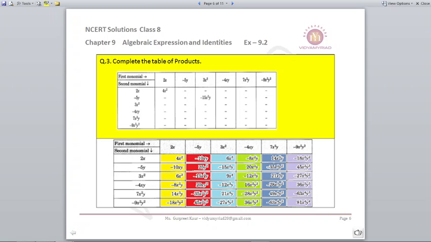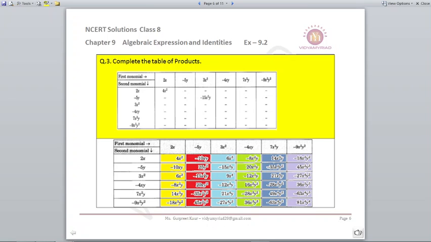Question number 3. Complete the table of the products. Now here you have been given 2x, minus 5y, 3x square, minus 4xy, 7x square y, minus 9x square y square, and you are given the second monomial as 2x, minus 5y, 3x square, minus 4xy, 7x square y, minus 9x square y square. What you have to do is, you have to multiply the first monomial with the second monomial like a cross, like 2x multiplied by 2x. So 2 into 2 is 4, x into x is x square. So answer is 4x square.